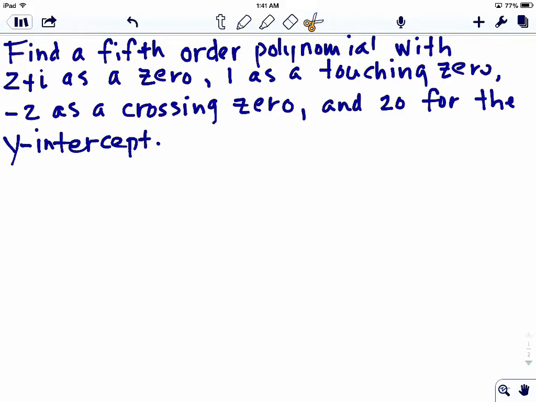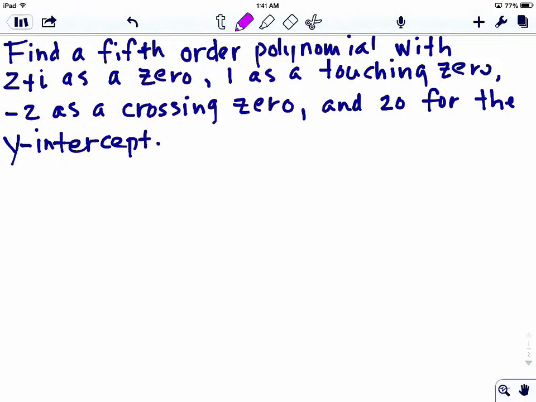In this problem, we're going to build a fifth-order polynomial with some facts. We have an imaginary 0 at 2 plus i, we have a touching 0 at 1, a crossing 0 at -2, and a y-intercept of 20. The hardest part is the imaginary 0 part.